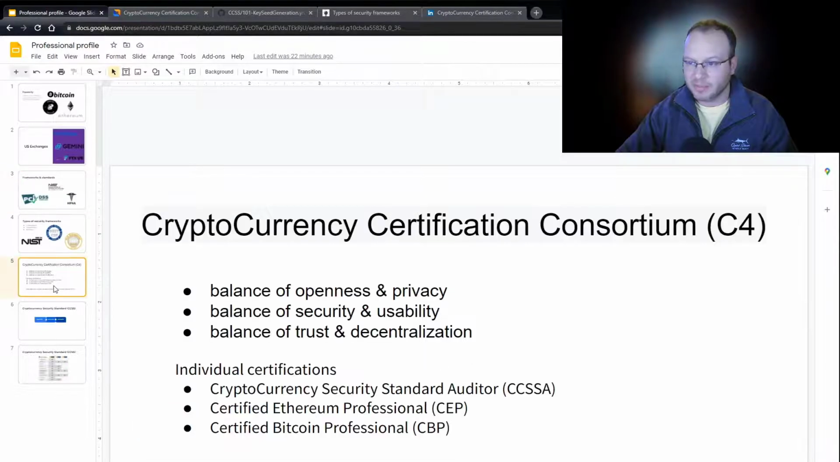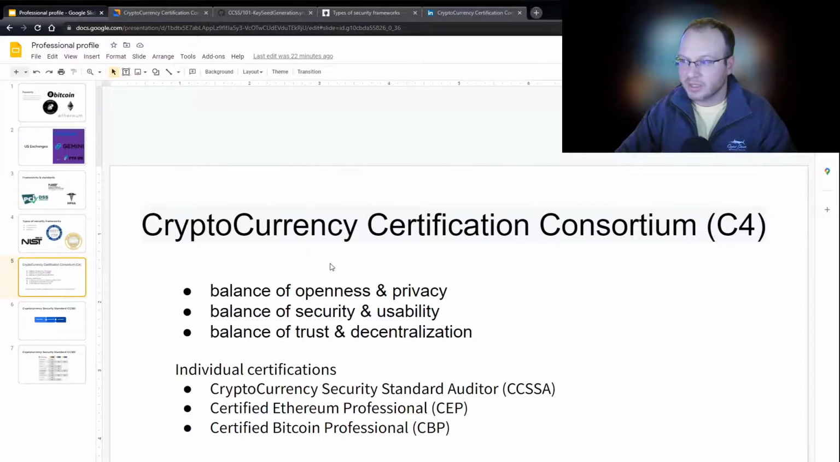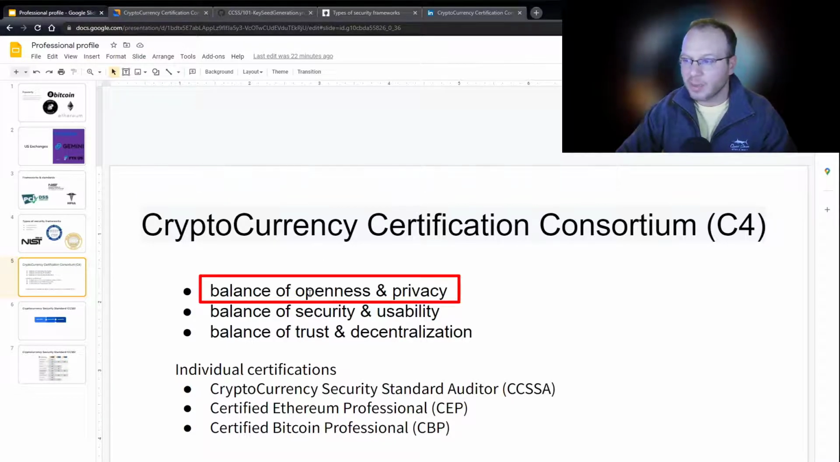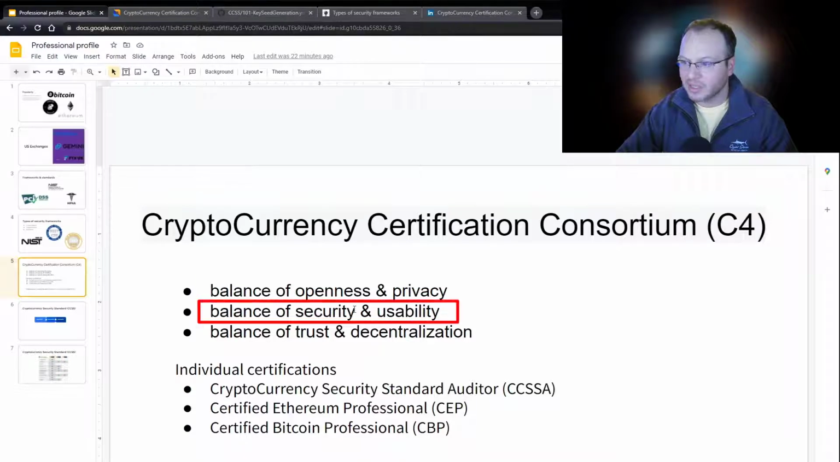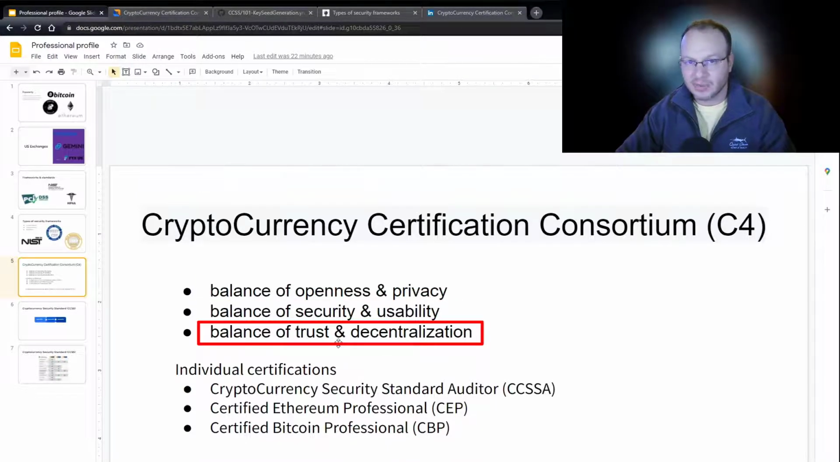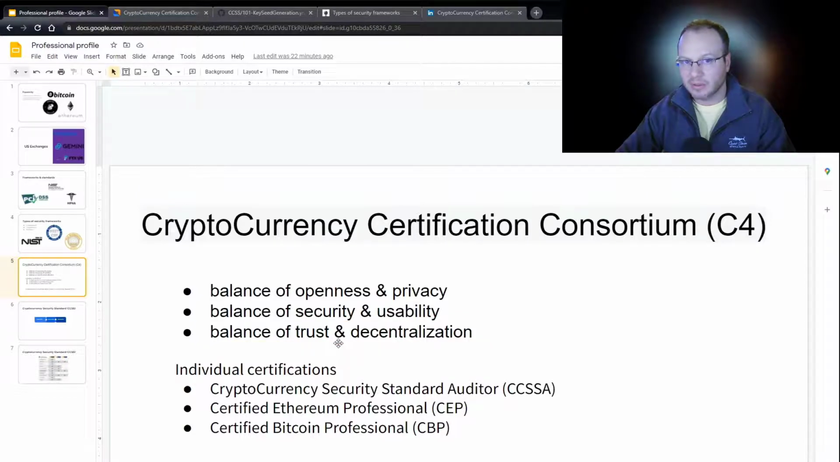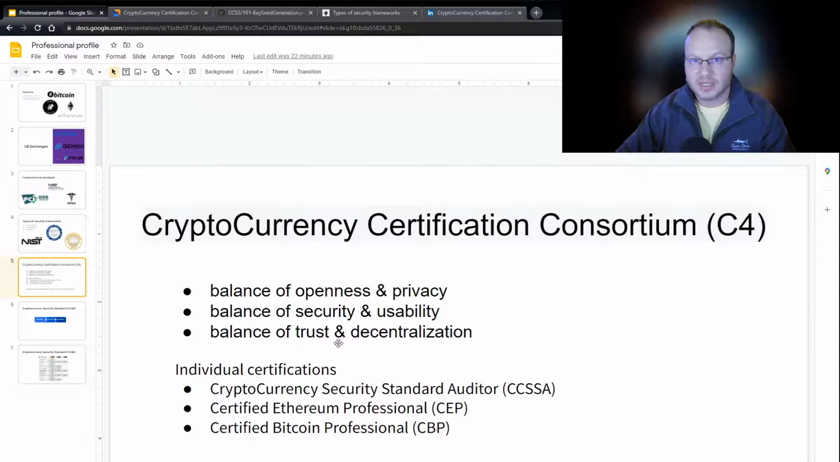And I'm going to jump into that here. So the primary motivators of the C4, or the Cryptocurrency Certification Consortium, as they like to call themselves, is balancing openness and privacy, balancing the security and usability of crypto, and then finally balancing trust and decentralization. And that last one's a big one, because trust is really why we're here. So how do I trust somebody to handle my money? How do I trust somebody to handle my investments into crypto?